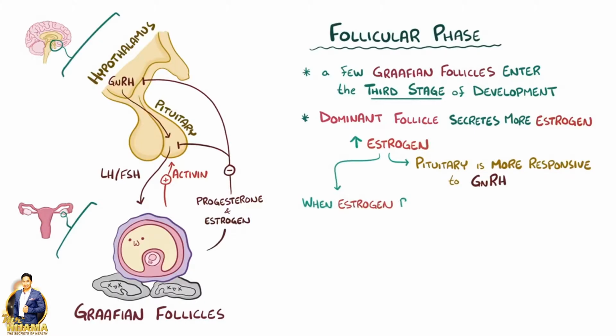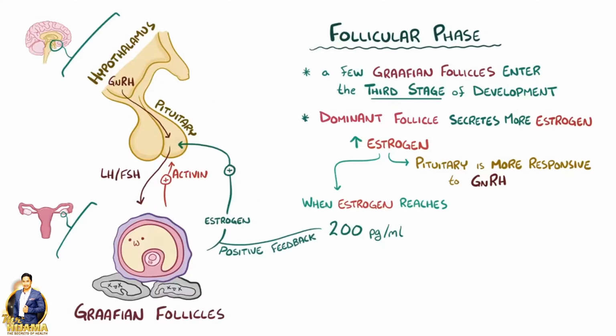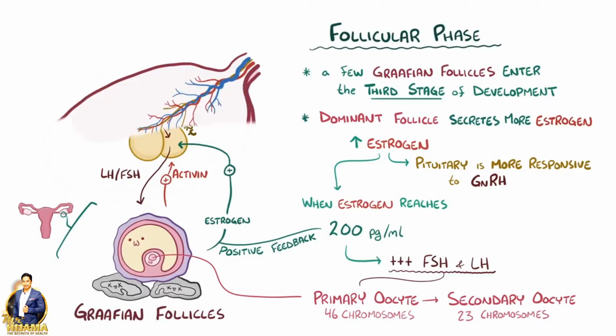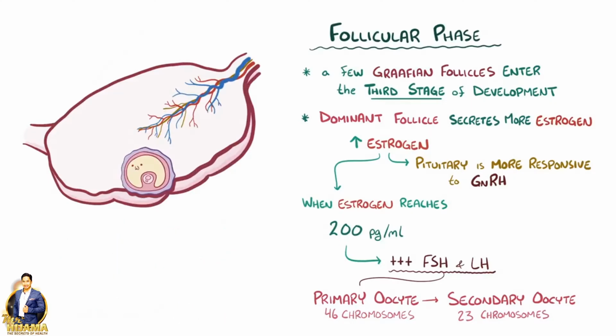When blood estrogen levels reach 200 picograms per milliliter, dominant follicle estrogen becomes a positive feedback signal. That is, it makes the pituitary secrete a whole lot of FSH and LH in response to GnRH. This triggers the primary oocyte within the dominant follicle to finally complete meiosis I and turn into a secondary oocyte, which has 23 chromosomes. The dominant follicle completes its third stage of development in a blaze of glory called ovulation.